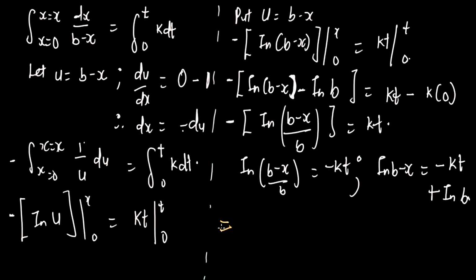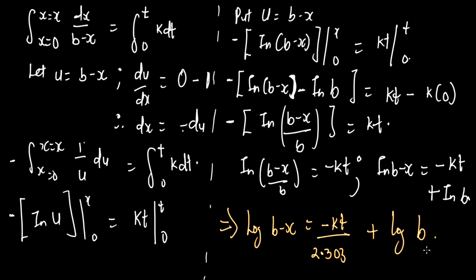So we can put this in terms of log. We have log(b minus x) equals minus kt over 2.303 plus log b. So this is the final, and this is the initial. This is the initial concentration, this is the final concentration, this is the rate constant, and this is the time.